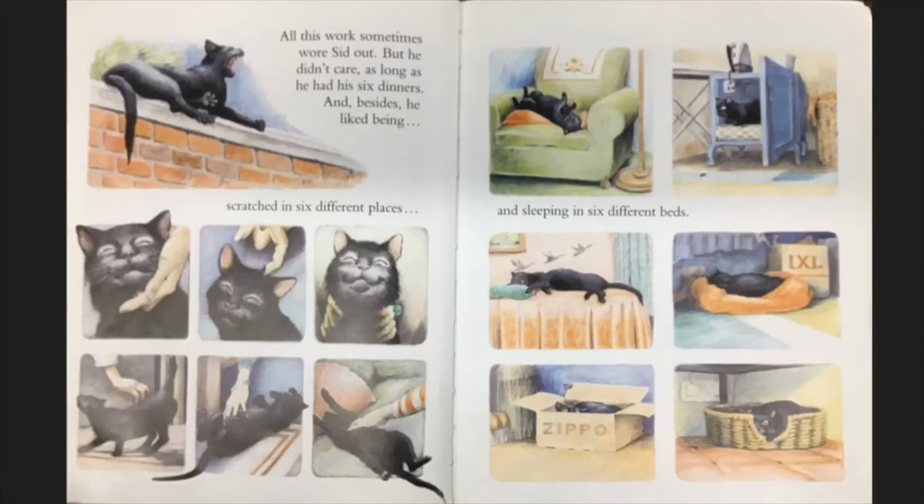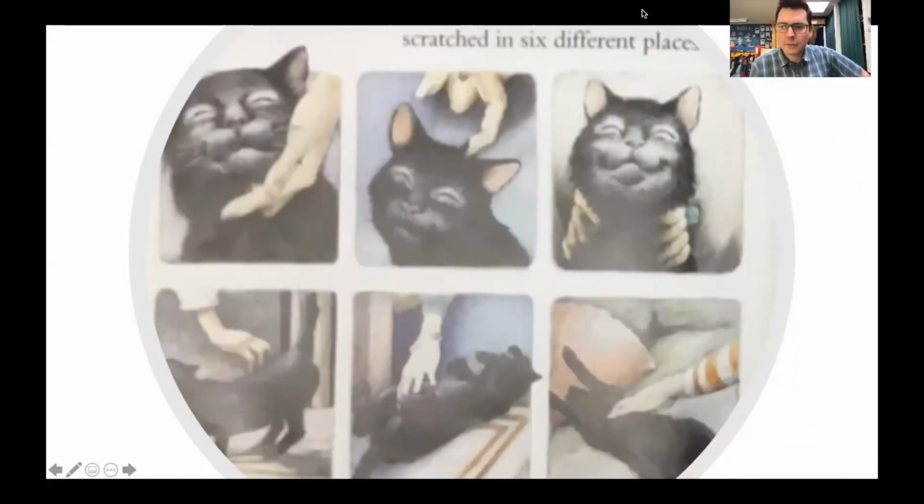All this work sometimes wore Sid out, but he didn't care as long as he had his 6 dinners. And besides, he liked being scratched in 6 different places. And here we have a different 6. Can you see the 3 and 3 that we saw before? You can? Well done. I can also see 6 in a different way.